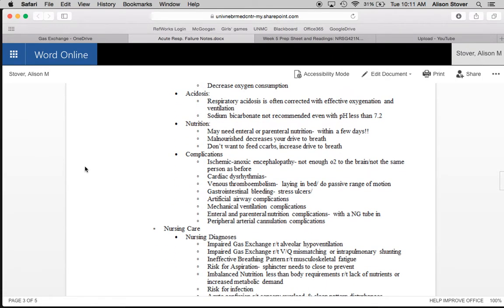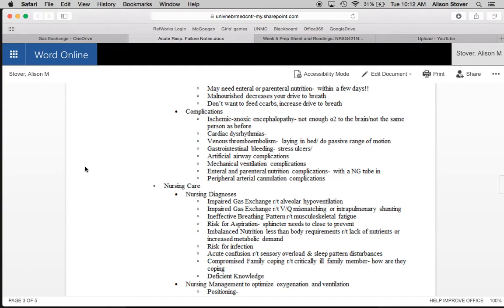Acidosis, patients in respiratory acidosis. Erden said sodium bicarb is not recommended even for a patient with a pH less than 7.2. So sodium bicarb isn't recommended because respiratory acidosis will continually be a problem until the underlying disorder is fixed. So fix the underlying problem and the respiratory acidosis will correct itself. Nutrition, patient will probably need TPN. They'll need a central line, TPN, that kind of stuff.